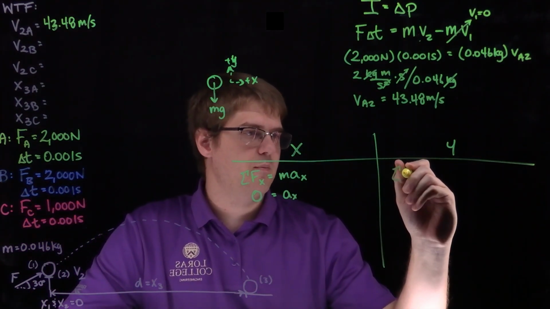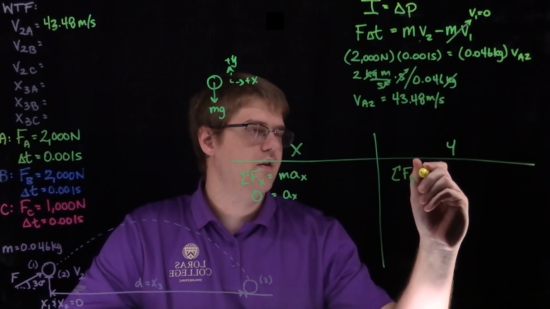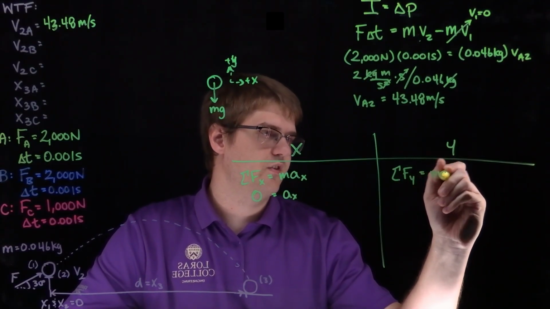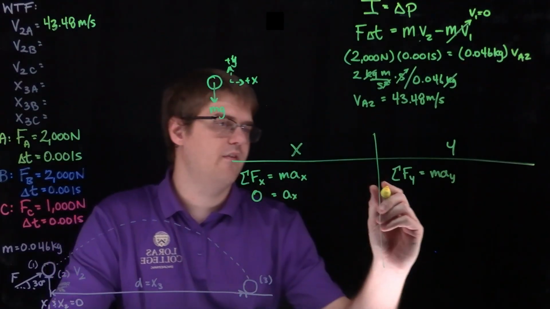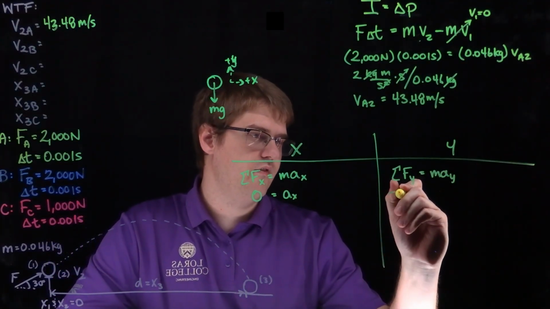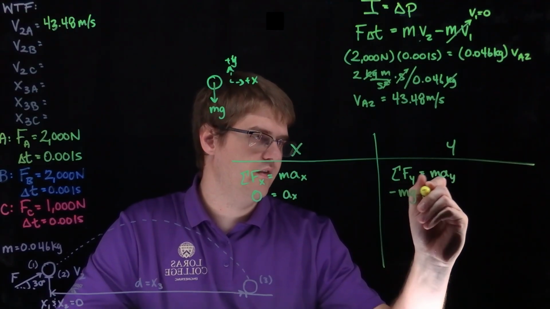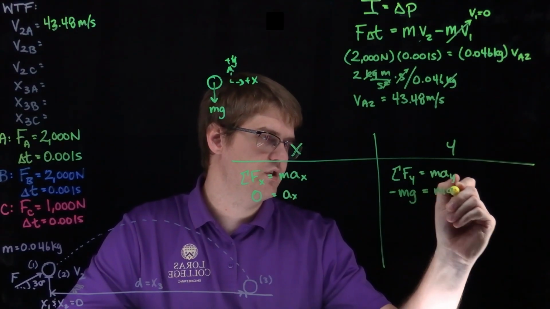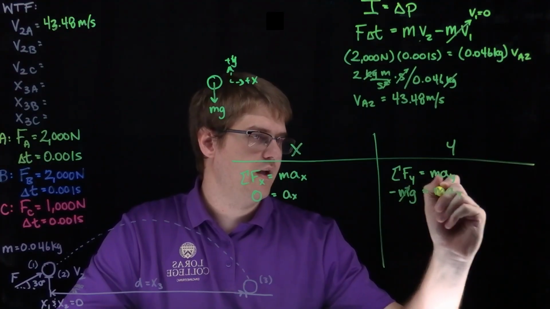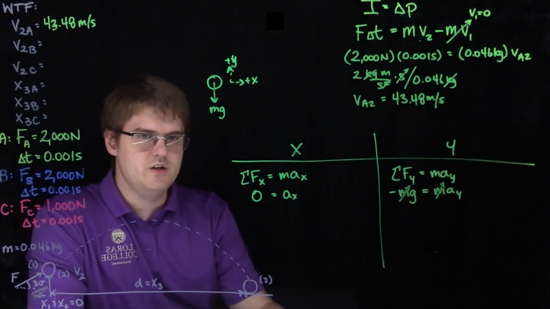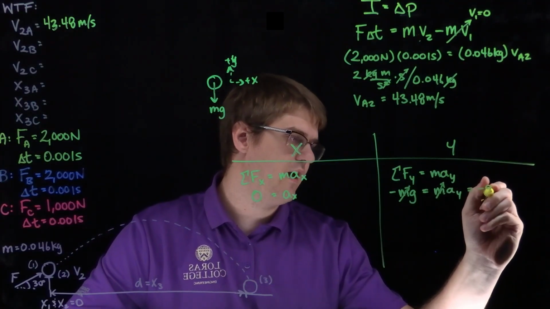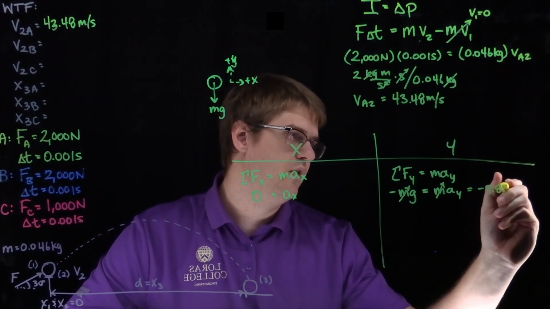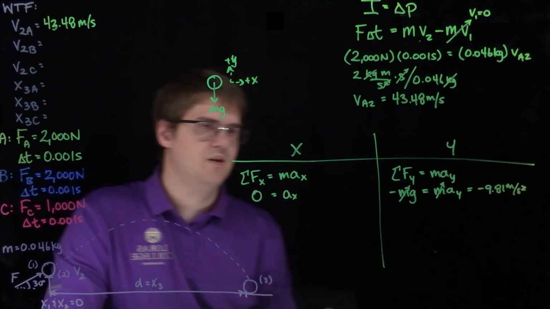If I talk about my sum of forces in the y being equal to mass times acceleration in the y, my forces in the y, I have a negative mass times gravity is equal to mass times acceleration in the y. My acceleration in the y is negative g. So my acceleration in the y is negative 9.81 meters per second squared.